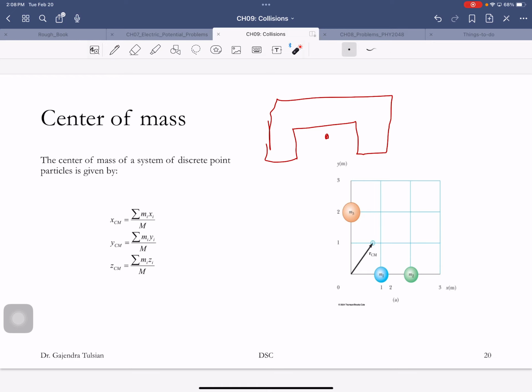Remind me in lab Thursday, and I'll show you some objects whose centers of mass are outside the object. Unfortunately, I forgot to bring it today.